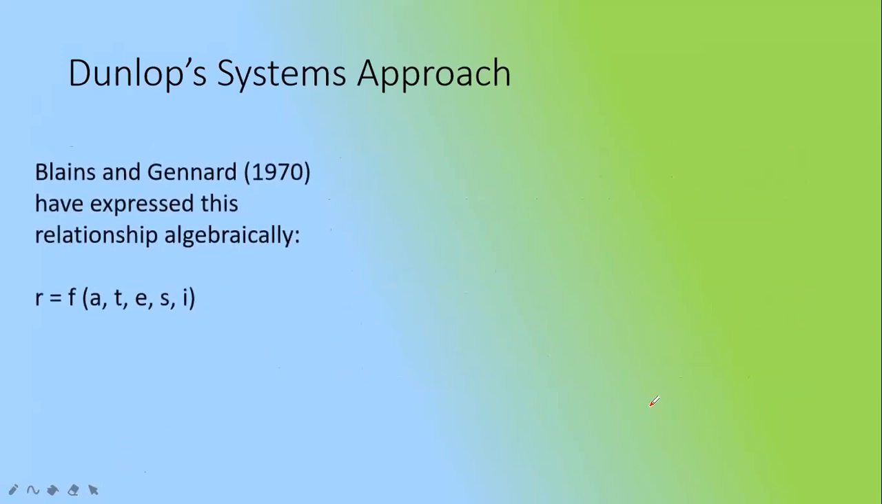This Dunlop approach has been expressed algebraically by Blain and Jenner in 1970 as: rules is a function of A, T, E, S, and I. A is the actors, T is the technological constraints, E is the market constraints, S is the power distribution among the actors, and I is the ideologies. And this is all about the Dunlop systems approach.